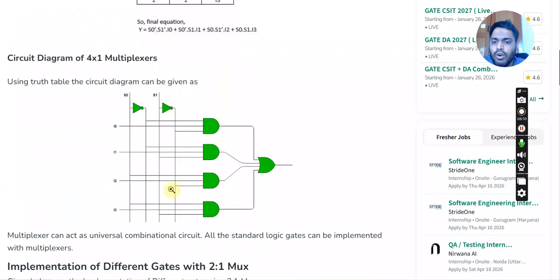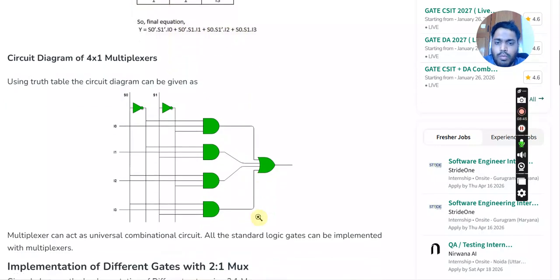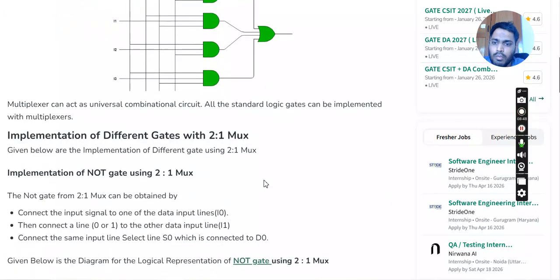So for this you will draw a logical diagram. For S0, this is the inverter, then we have S1 complement, this is the inverter, then we have I0. So these three we will take and combine with an AND gate. Similarly, we will take S0, then S1, and I1 here. We will combine these three with an AND gate. Similarly, for the remaining terms of this equation. We will combine all these 4 outputs in a single OR gate because we have OR in the middle. So they will pass through an OR gate. So this is the diagram of 4:1 multiplexer.